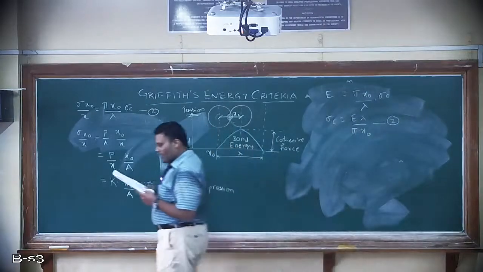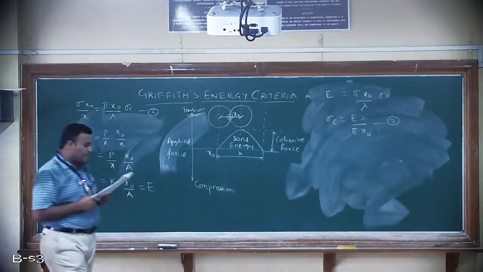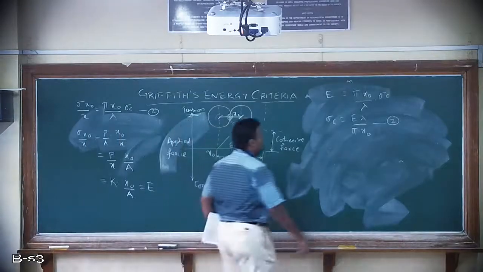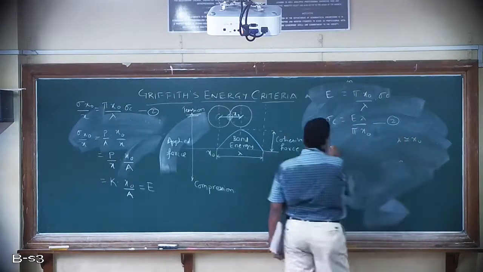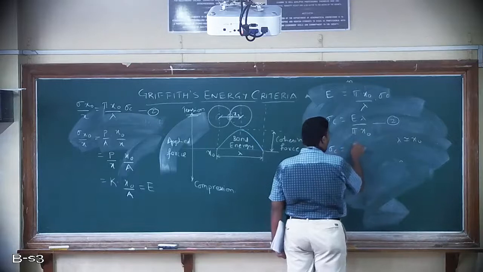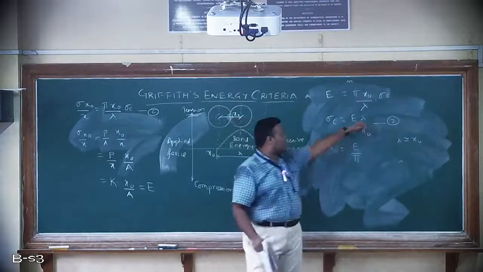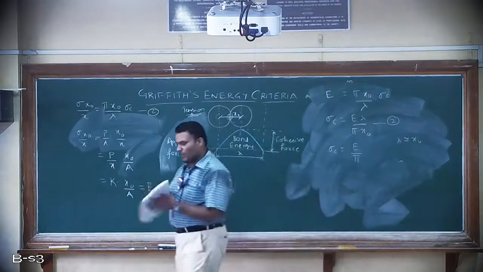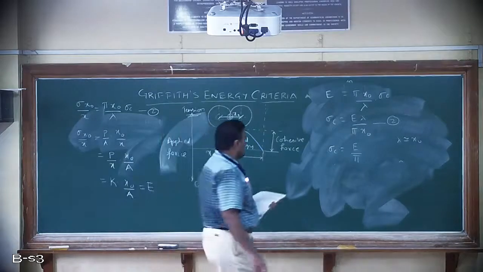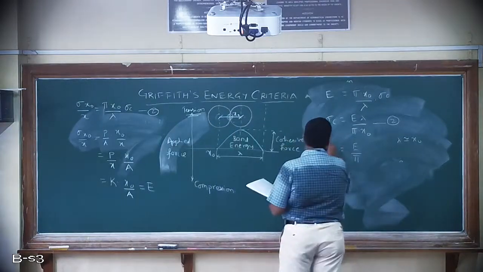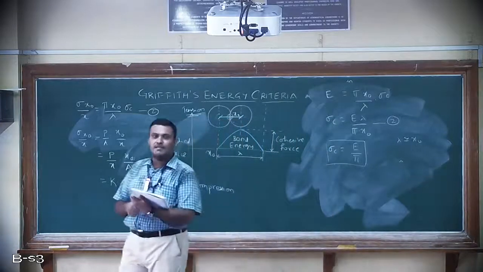Now here, if lambda is assumed to be approximately equal to the equilibrium spacing, that is lambda is approximately equal to x naught, we can write sigma c will be equal to E by pi. Do you agree with this? Because lambda and x naught will cancel if they are approximately equal to each other. So now this is the expression for the cohesive stress, that is sigma c.